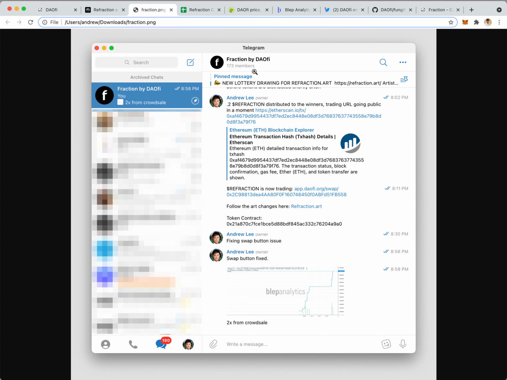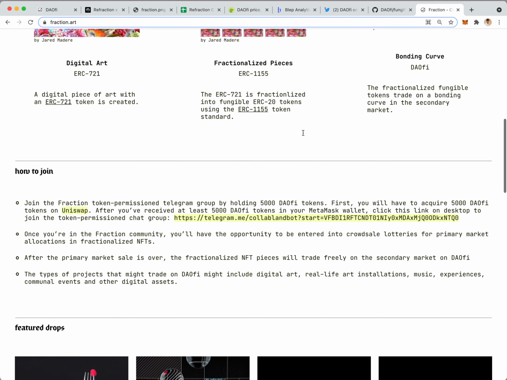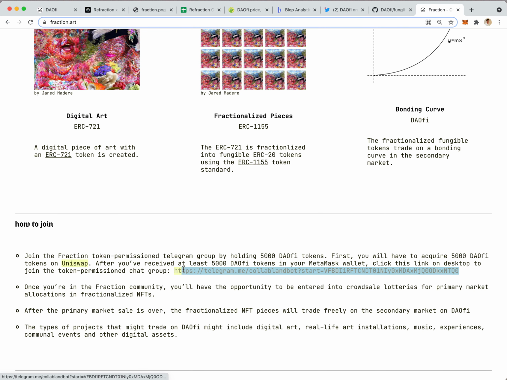There's 173 people. To be in this community, though, you need to stake, meaning you need to just hold 5,000 DAOfi tokens in your wallet, and you get to join a token permissioned Telegram community. You just click here on a desktop computer. It asks you to verify in Telegram your MetaMask wallet, and if you're holding DAOfi tokens, it will give you a link to the Telegram group, and you'll be able to join it. But if you move the DAOfi tokens, you'll get booted from the group.